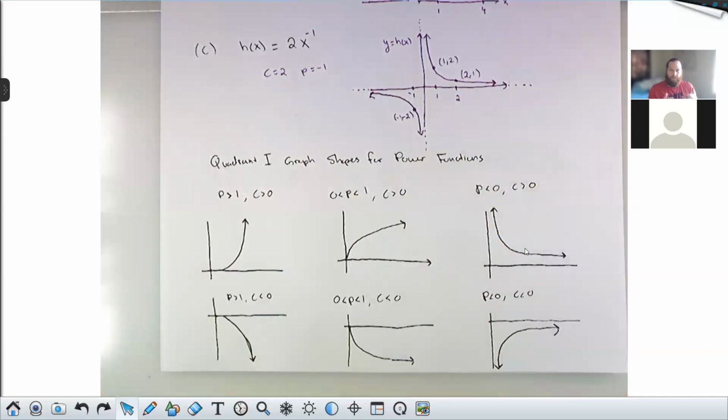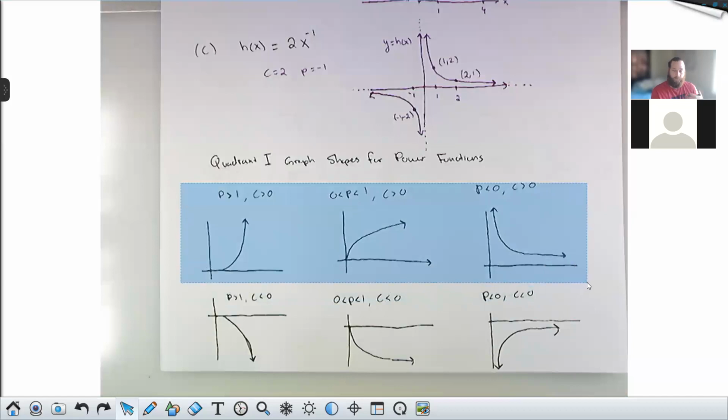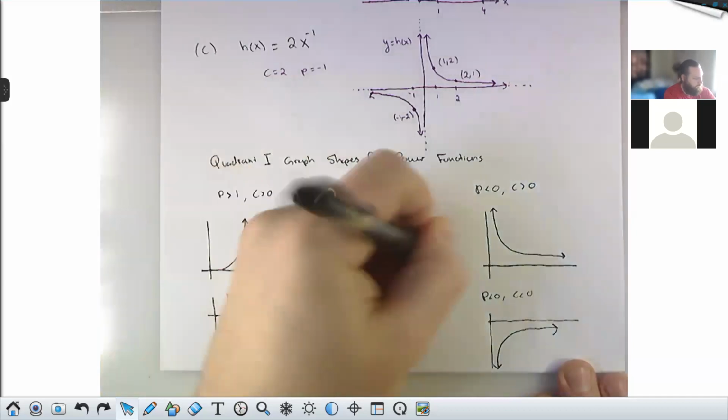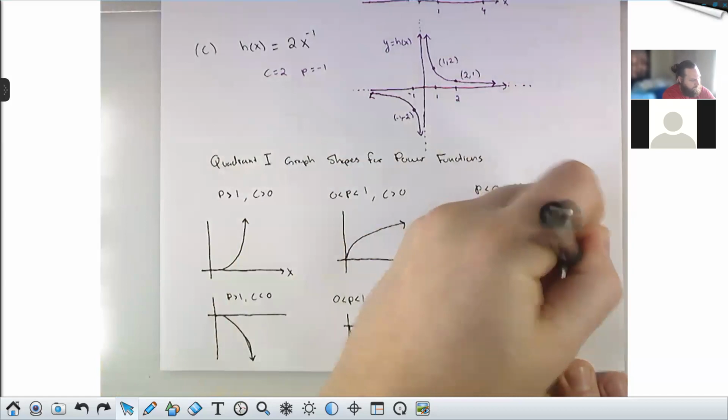So these are sort of basic graph shapes for power functions. And I wouldn't recommend memorizing all 6 of these. I would remember these, and then the fact that if the constant is negative, you flip everything over the x-axis. Let me label the x-axis in each of these.